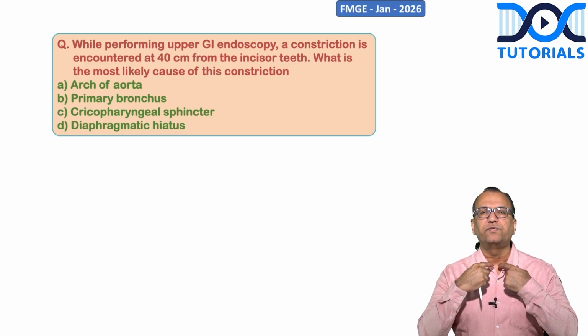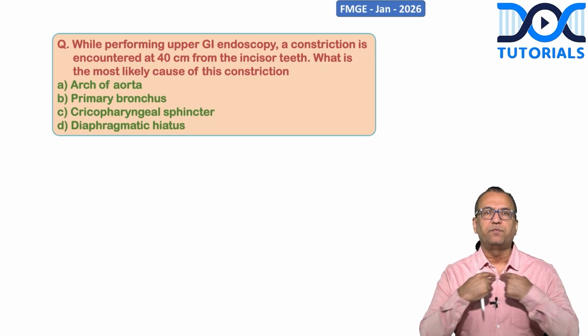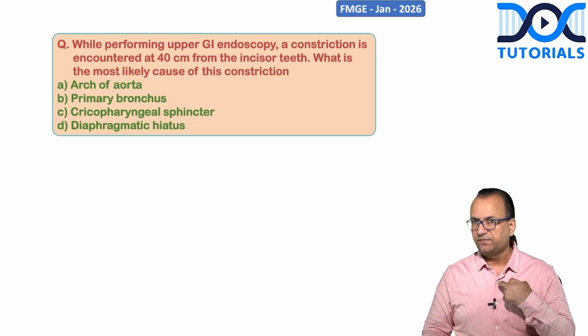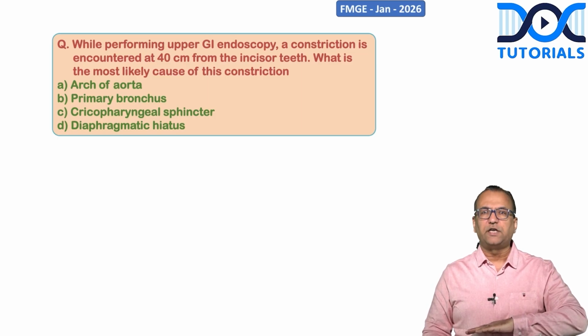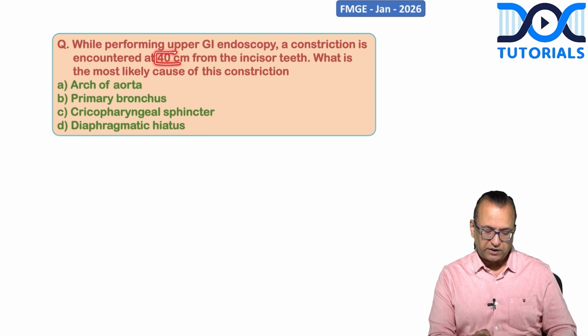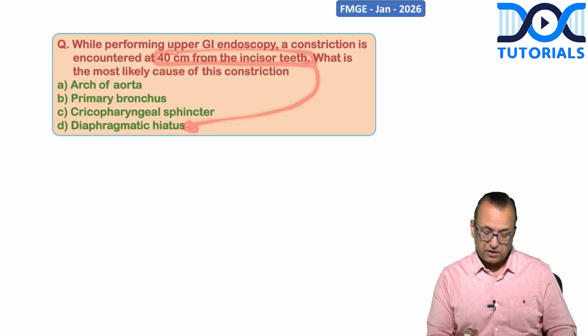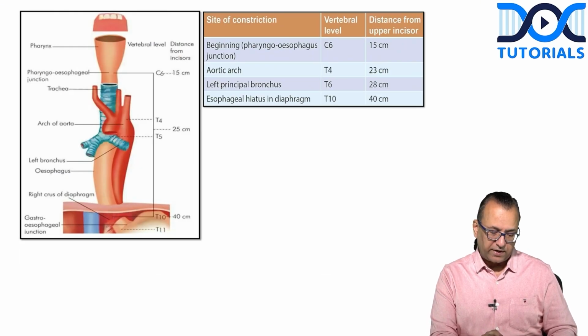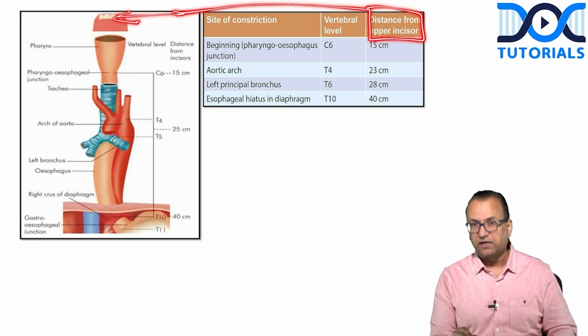Then there is a compression of the esophagus by the arch of aorta, 23 to 25 cm from the upper incisor. If it was still further down, the left principal bronchus will be compressing the esophagus. We'll see a diagram. That will be around 28 cm from the upper incisor, and then the esophagus passes the diaphragm, and that is 40 cm from the upper incisor. Since it is mentioned 40 cm from the upper incisor, it must be the diaphragmatic hiatus you are talking about. You notice that we are calculating the distance from the upper incisor. All of these are very frequently asked questions, so you should be careful about remembering the facts.